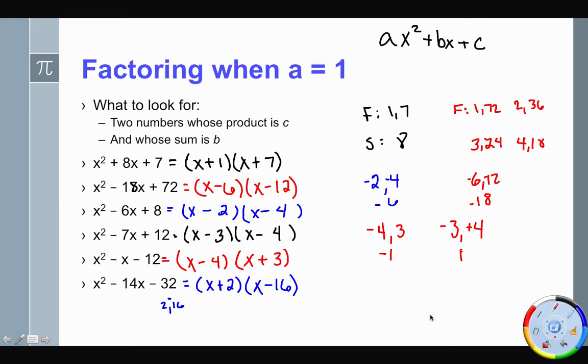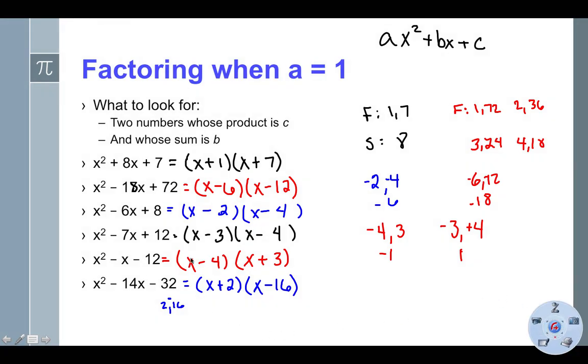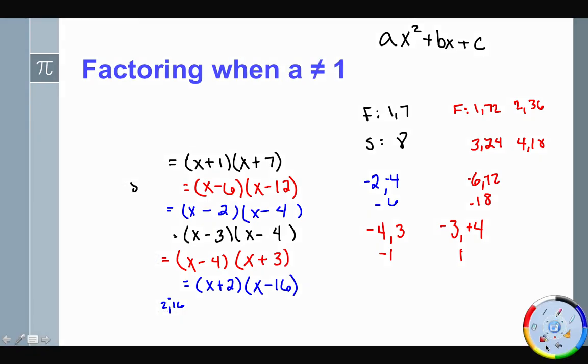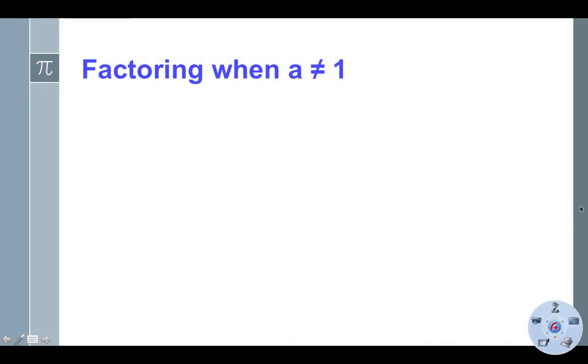All right, so this is for when a is equal to 1. The numbers usually come out very nicely as long as you have a little bit of number sense. 72 is obviously a little hard because we might not remember how to factor 72. But let's take a look at the next type. The next type is when a does not equal 1, and this is the more challenging type.